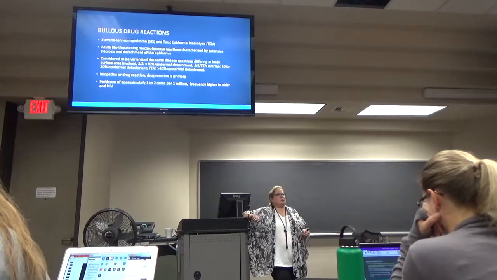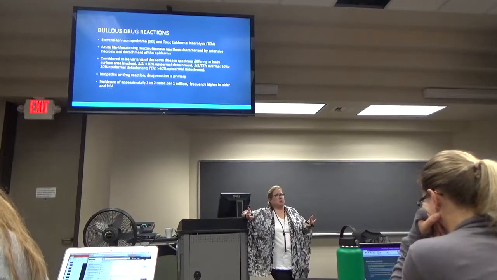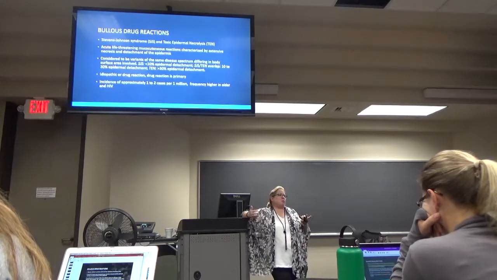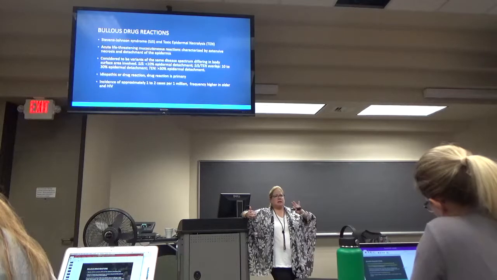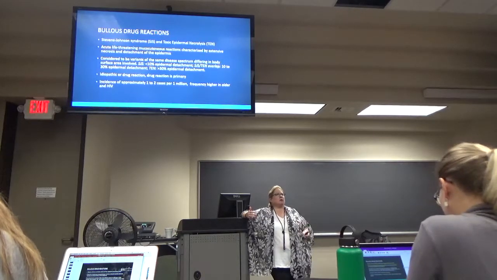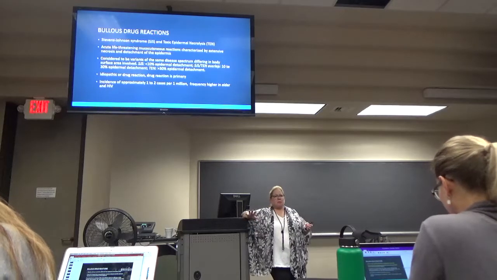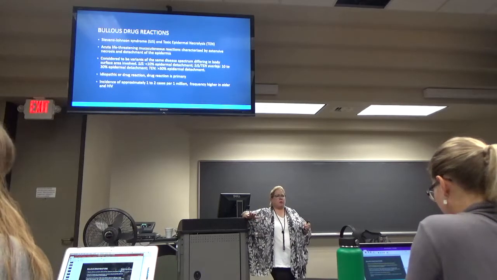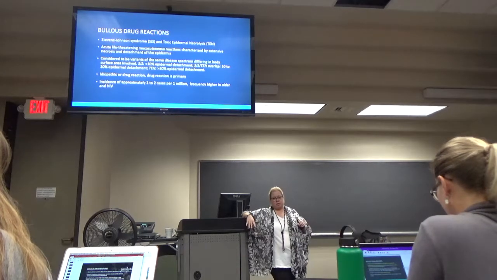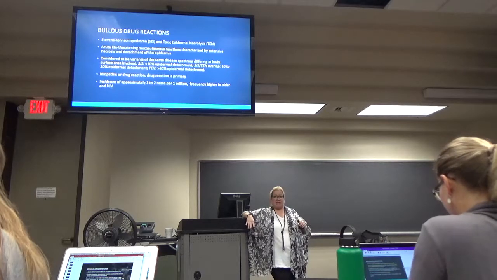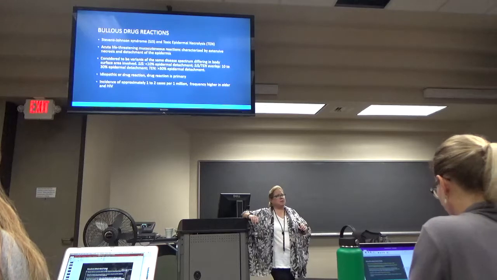Now, how you tell the difference: the presentation is pretty much the same. The definition is in how much body surface area is involved. If it's less than 10%, it's called Stevens-Johnson. If it's 10 to 30% skin involvement, it's an overlap between the two. If it's greater than 30%, it's going to be TEN. So you probably want to remember those numbers, at least for my test.